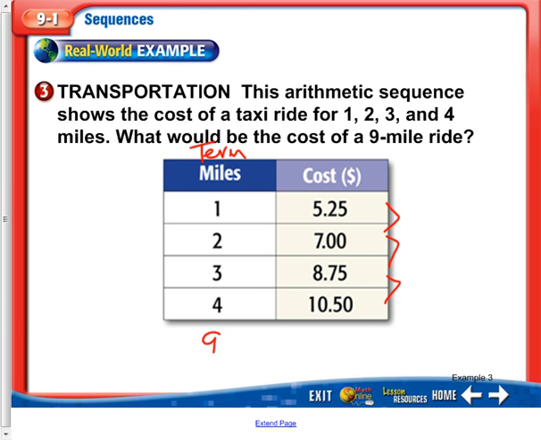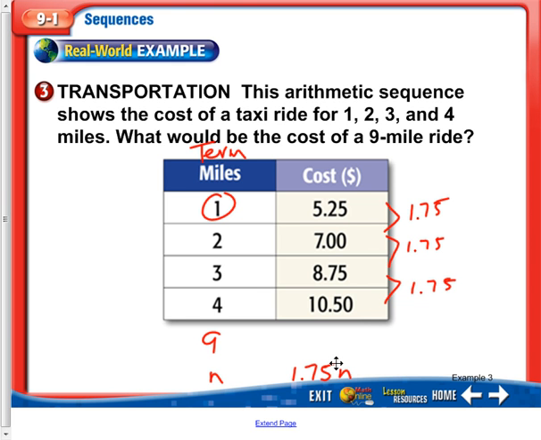Well, we don't want to just keep adding it up. So what we're going to do is find n, and then use that to find 9 miles. If we take the difference of 5.25 and 7, well, it would be $2 if it would be $5. So we're looking at a $1.75 difference. And here again, a $1.75 difference. And again, $1.75. So for n, we're going to use 1.75n, and then take your first term and plug it in.